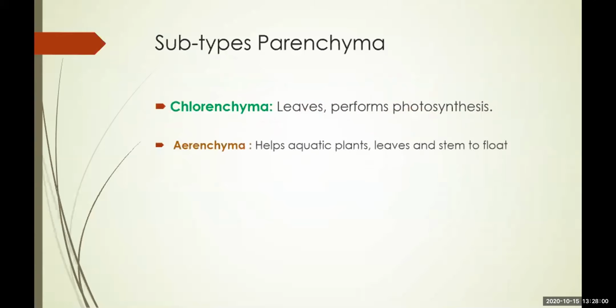The second subtype is aerenchyma. If you split this word, aer means the air spaces and chyma meaning cells. So these are special types of parenchyma cells which have space for storage of air. Now, these are majorly found in the aquatic plants, in the stem or in the leaves of the aquatic plants, so that they can float on water.